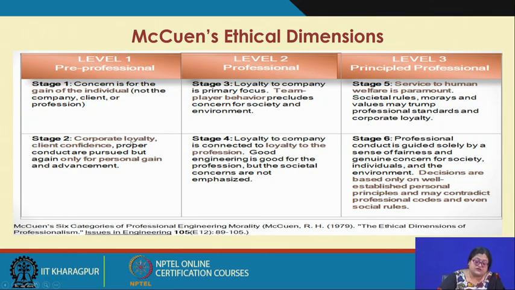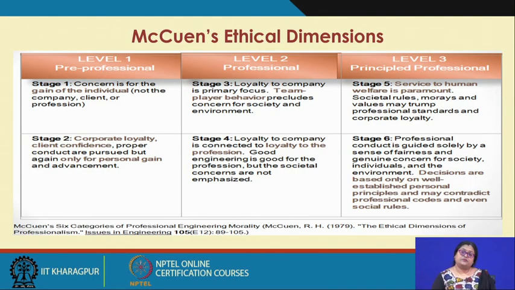Stage 2, corporate loyalty, client confidence, proper conduct are pursued, but again only for personal gain and advancement. So, you exhibit corporate loyalty and you try to gain client confidence and proper conduct, all these you do, but again it is only for personal gain and advancement. Tomorrow, if you are not able to visualize the personal gain and advancement involved in these activities, it may so happen that you lose your interest in them.